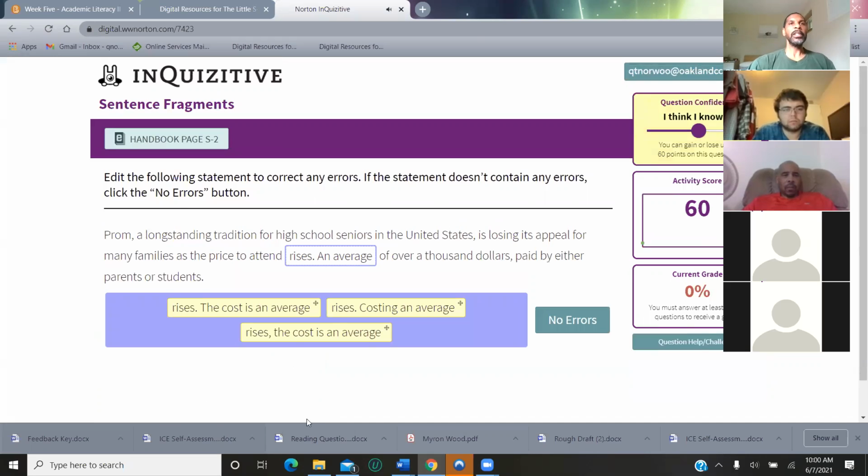Okay, but it's cool. Prom, way too expensive these days. All right, prom, a long-standing tradition of high school seniors in the US, is losing its appeal for many families as the price to attend rises. Okay, an average of over $1,000 paid by either parents or students. Okay, hopefully the student has a job. All right. Nah, prom's too expensive. $1,000? Crazy. Crazy. All right.